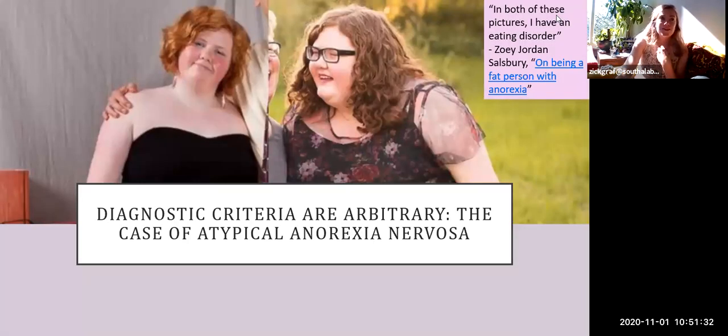So this is kind of an example of how the eating disorder diagnostic criteria, even though they're so specific and objective, they can still be a little bit arbitrary. So the disorder that Jamie would probably meet criteria for is atypical anorexia nervosa. And for one of the extra credit readings, you can read this essay by the woman pictured here, Zoe Jordan Salisbury, about her experience of being a fat person with atypical anorexia.